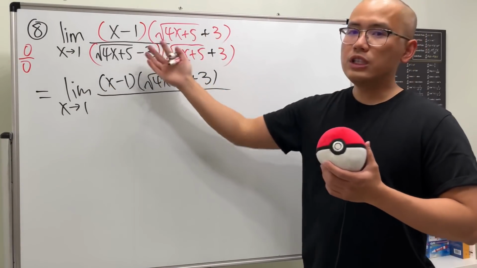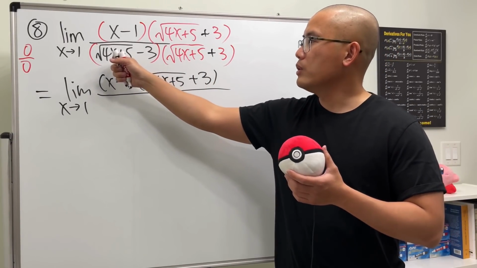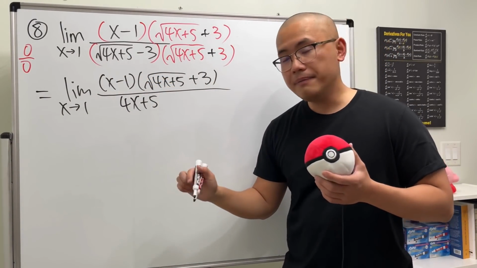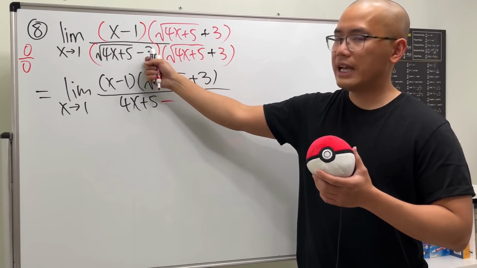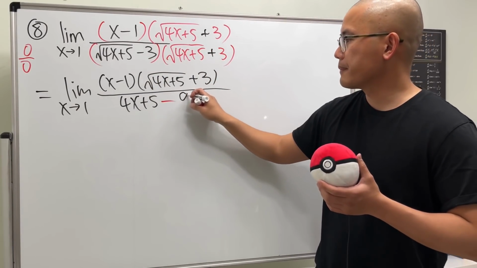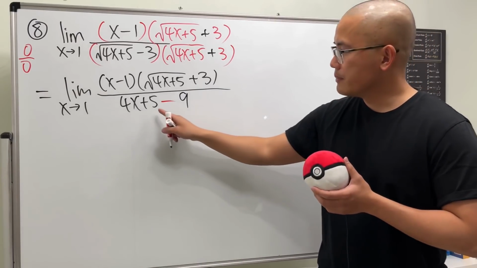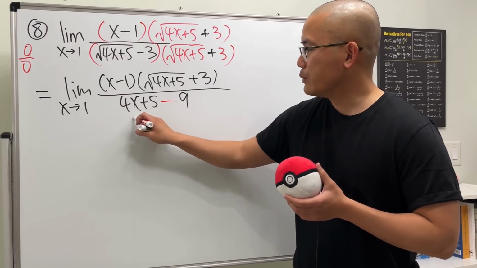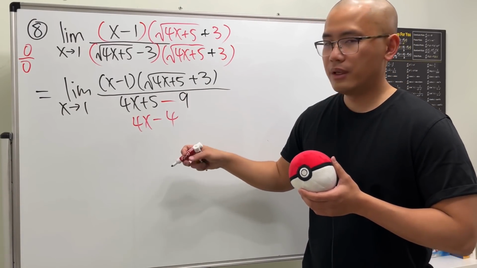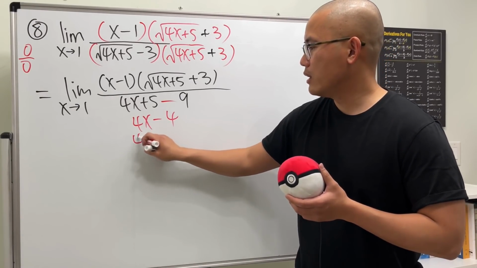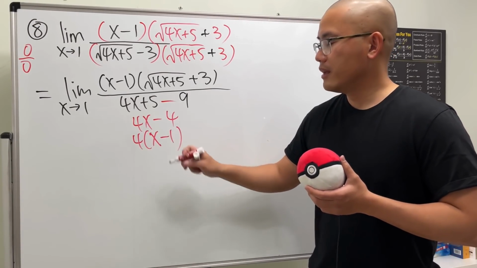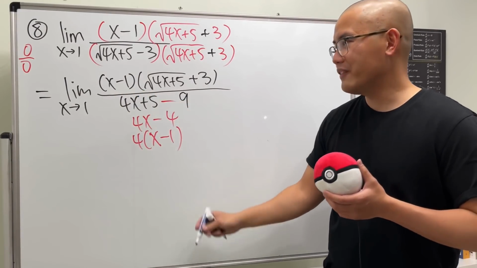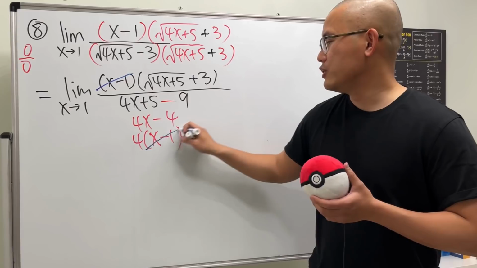Over. Multiply the bottom out. To do so, we just square this, which we get 4x plus 5. And then we minus the square of that, which is 3 squared, just equal to 9. Alright, have a look. 5 minus 9 is minus 4. So on the bottom, we get 4x minus 4. And guess what? We can factor out 4. And guess what? Here we have x minus 1. Here we also have x minus 1. So they cancel each other out.